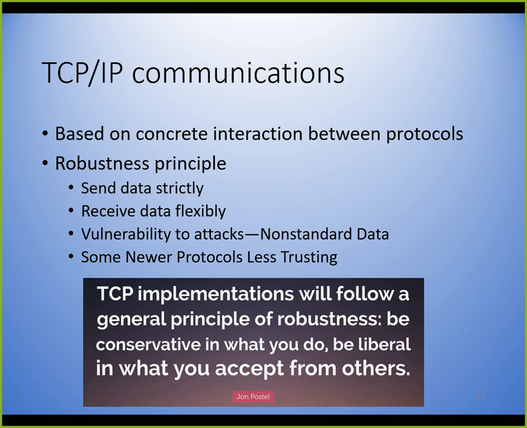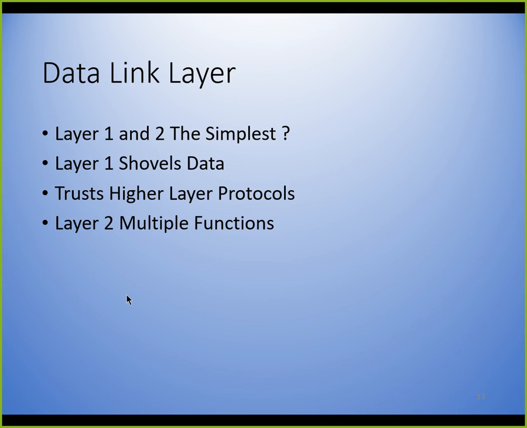And then the box: TCP implementations will follow a general principle of robustness, be conservative in what you do, liberal in what you accept from others. That's John Postel, who was early on in the development of the TCP/IP protocol. So strict in what we send, liberal in what we accept. So we'll accept things that maybe don't meet the rules, and those can be dangerous to us.